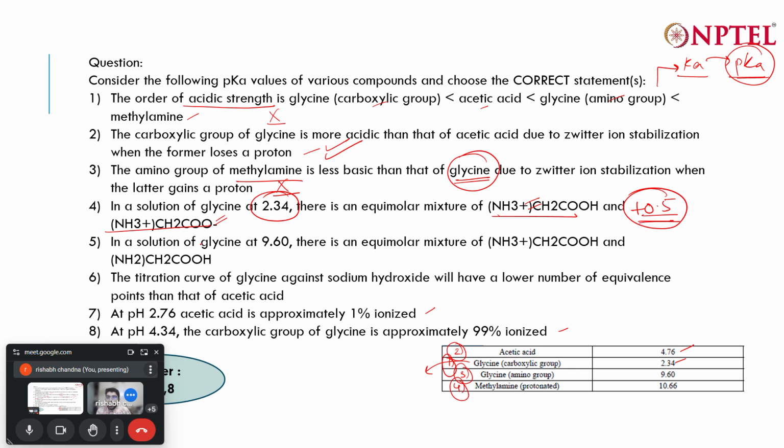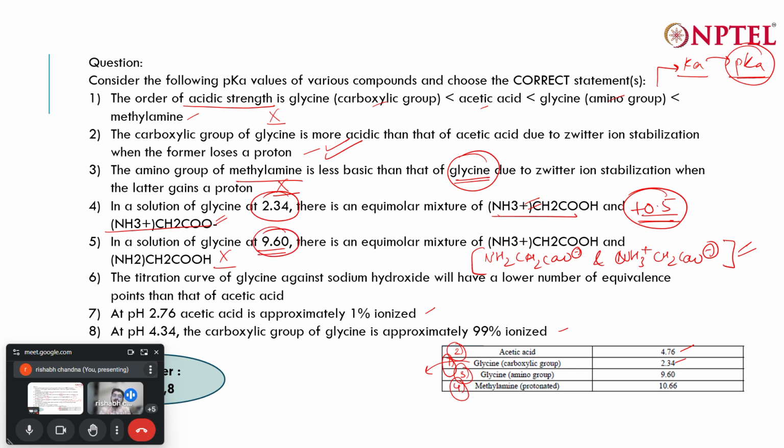Okay, and the fifth statement: in a solution of glycine at 9.60, there is an equimolar mixture of NH3+CH2COOH and NH2CH2COOH. No, this is false. At 9.60, what will happen? This would be NH2CH2COO- and the zwitterion form, that is NH3+CH2COO-. These two charged moieties would be the highest at pH 9.60.